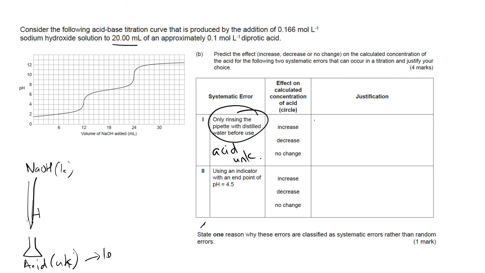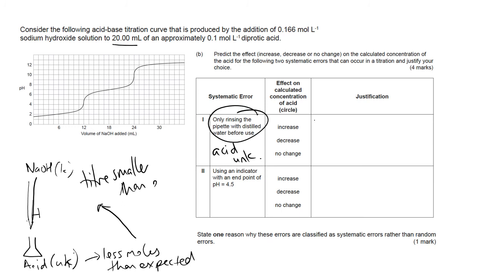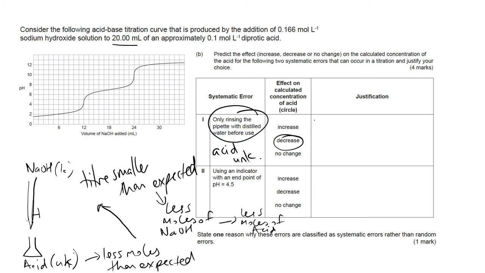Your acid has fewer moles than expected. If you've got fewer moles than you expected, you're going to have a titer that is smaller than expected. If your titer is smaller than expected, that means that you think there are fewer moles of NaOH, and by that logic, fewer moles of acid. So you're going to expect a decrease in the calculated concentration of that acid.